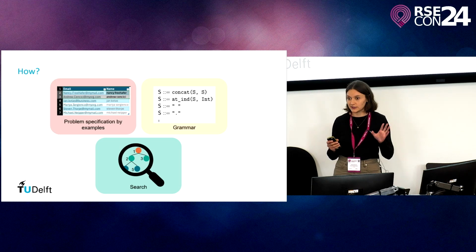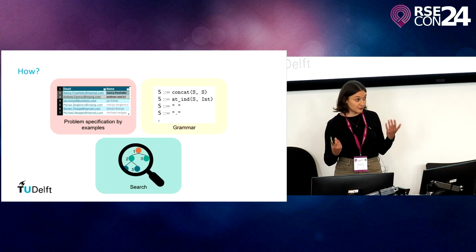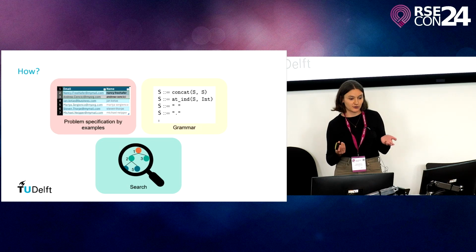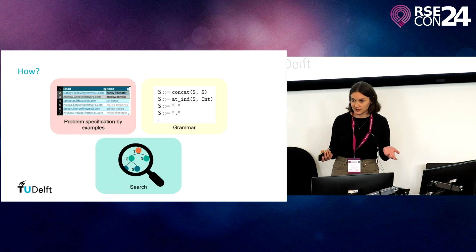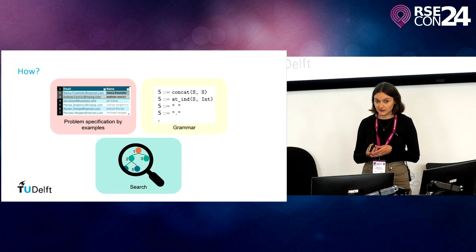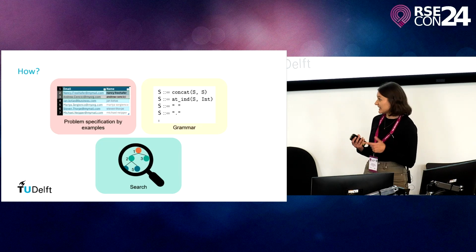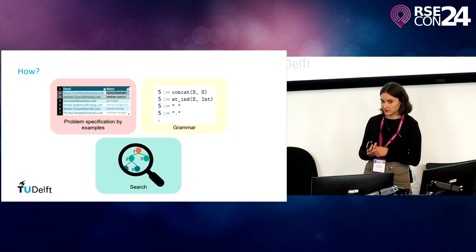So to do that, we need a few ingredients. So first of all, we need a description of the problem that we're trying to solve, a problem specification. And that's usually done by providing some input-output examples. And I really mean only a few examples. The second thing we need is a grammar.